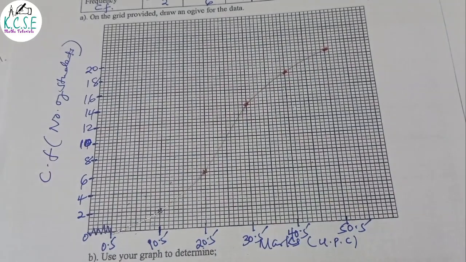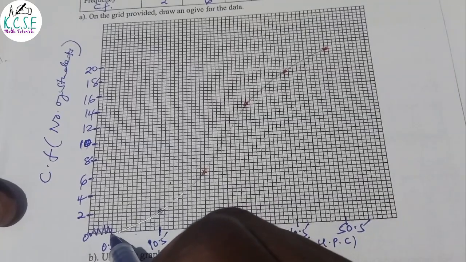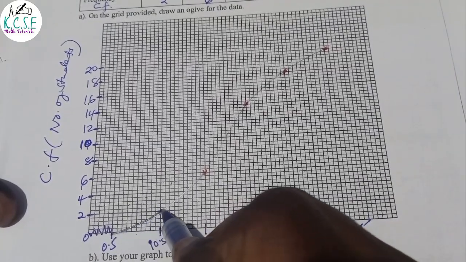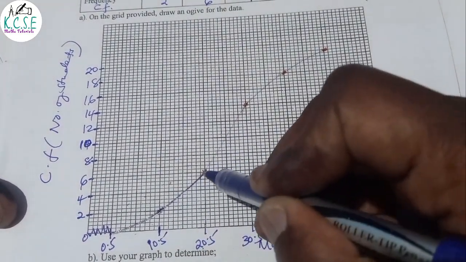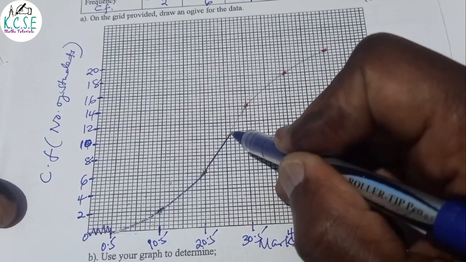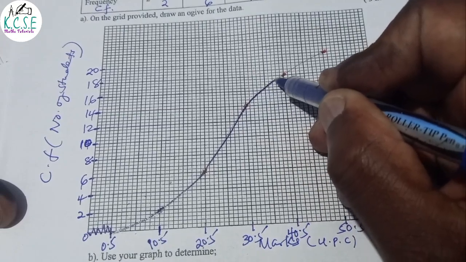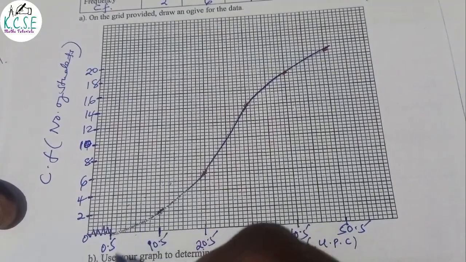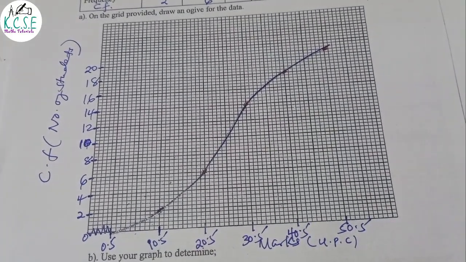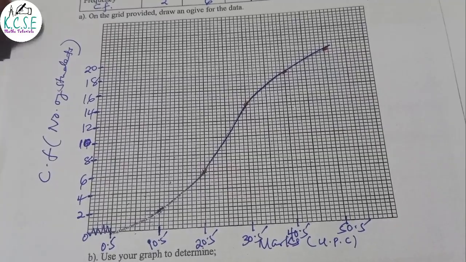So let me use a pen so that this one can be visible. So that one is okay. So that is how you draw the cumulative frequency curve. Let's go to the questions and answer the questions.